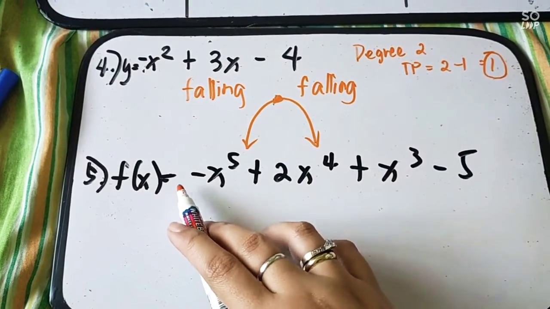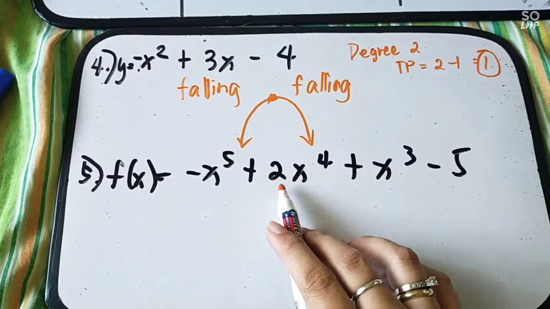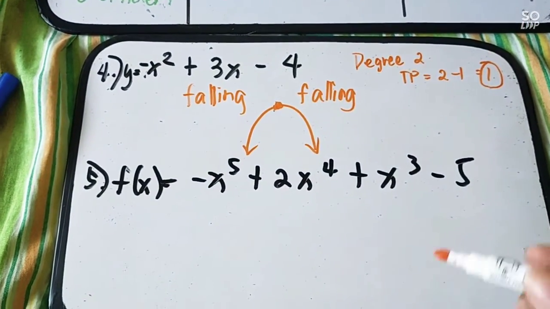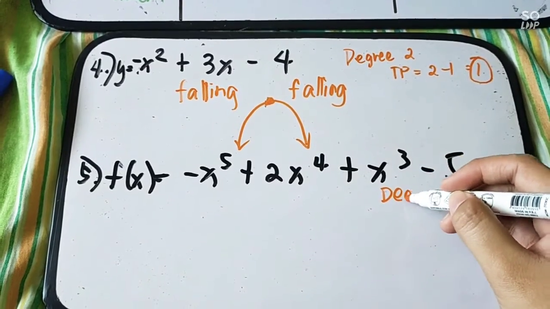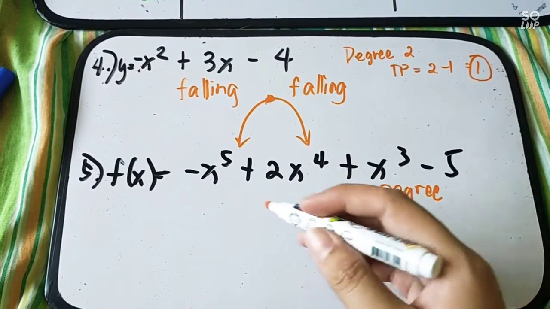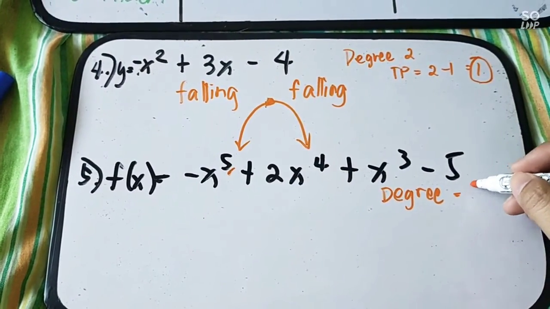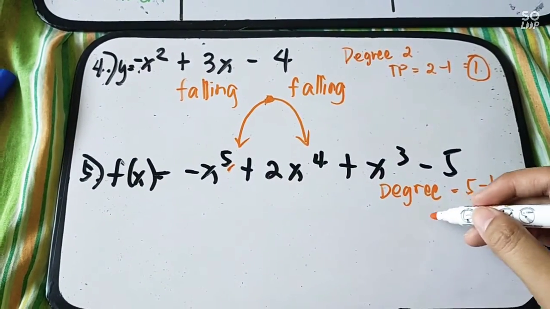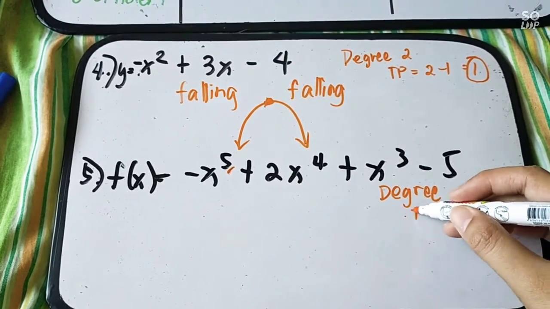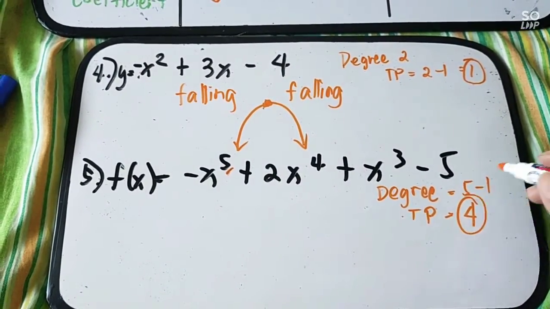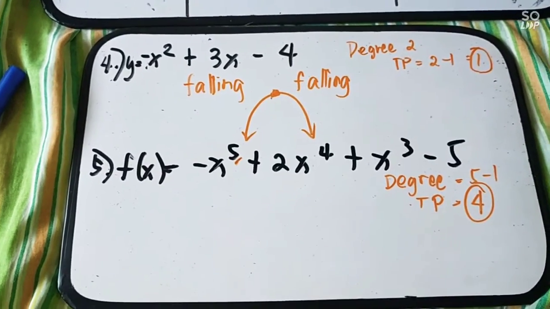We have f of x equals to negative x raised to 5 plus 2x raised to 4 plus x cubed minus 5. Let us have the degree. Our degree, we have here 5, the highest. So, we have 5 minus 1. So, this is the turning point. Ang ating turning point, we have here 4. So, 4 ang ating curve or ating liko.